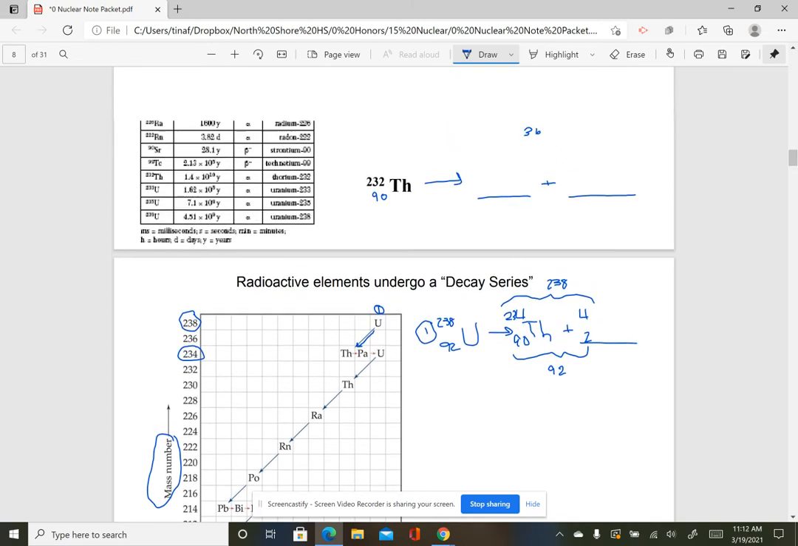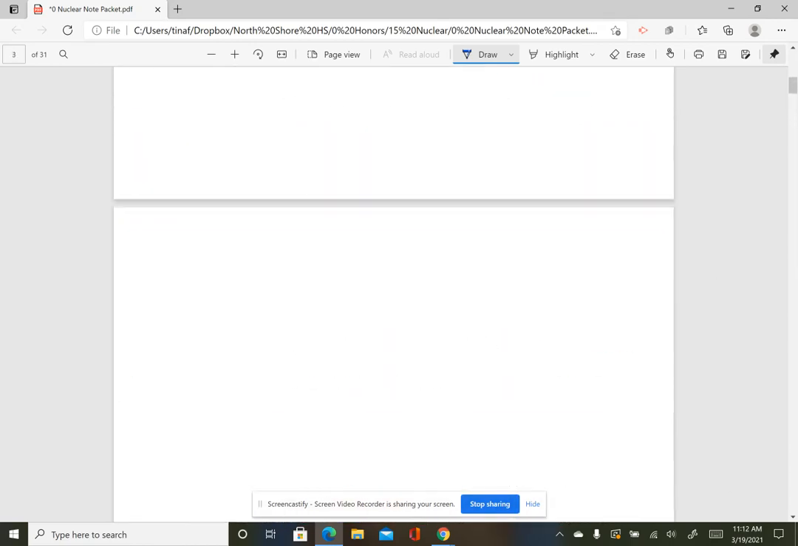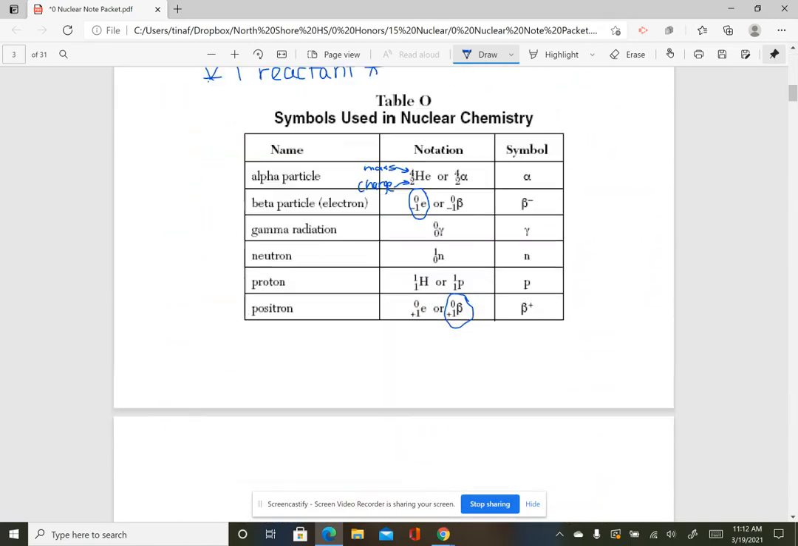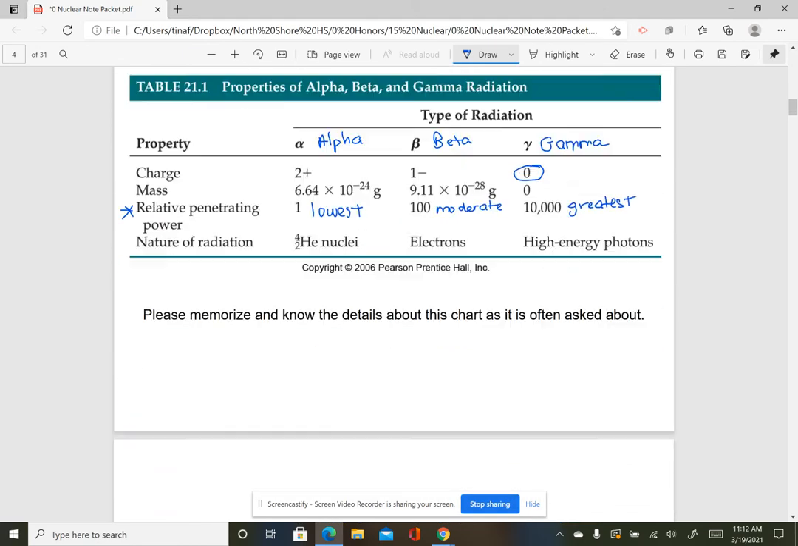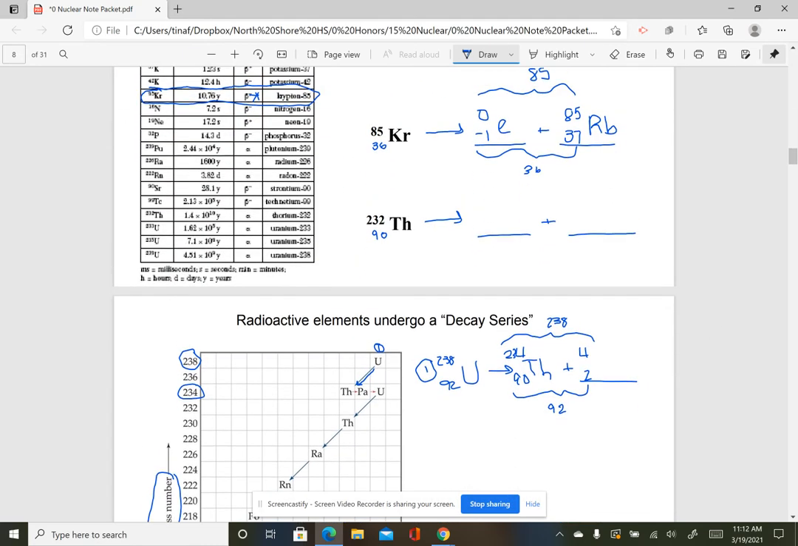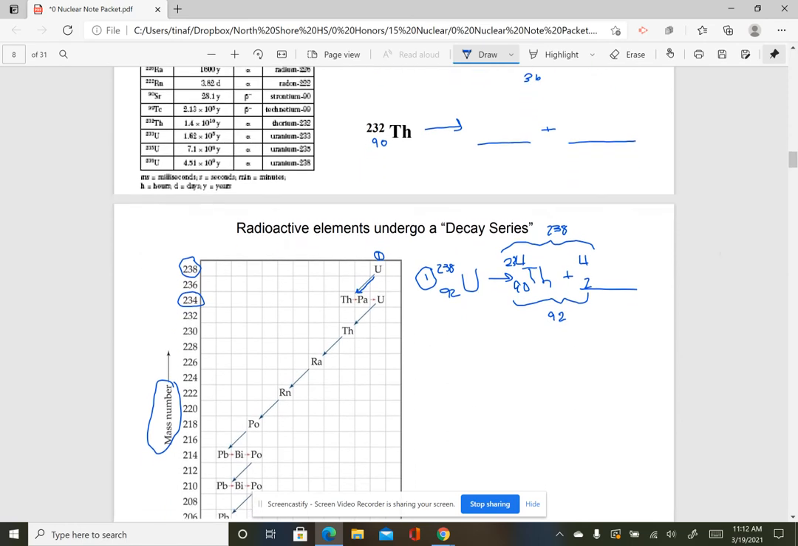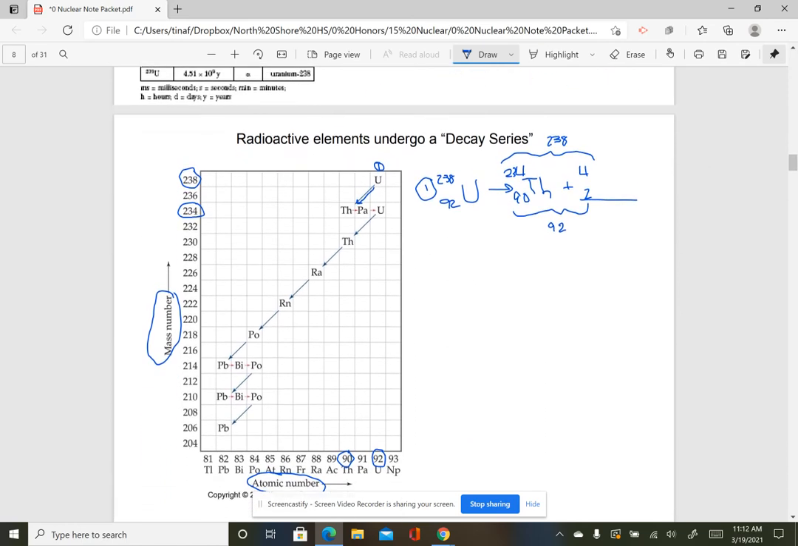Okay. Now, guys, I'm looking for a particle here, so I don't want to go to the periodic table. I want to go to table O and say, okay, what particle has a mass of 4 and a charge of 2? That's my alpha particle. So you could either write He, because the alpha particle happens to be the same as a helium atom, or you can write the symbol for alpha. Whatever you prefer is fine. Okay? I want you guys to try the next one.